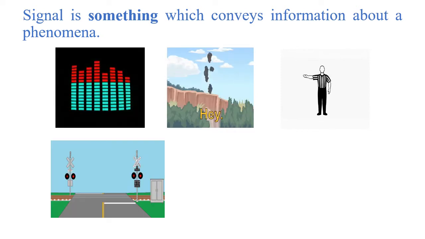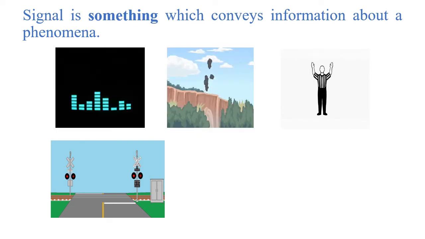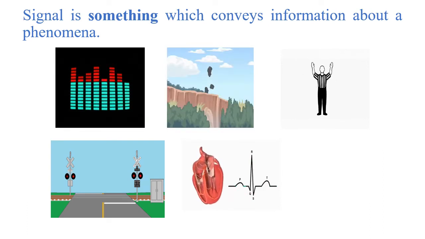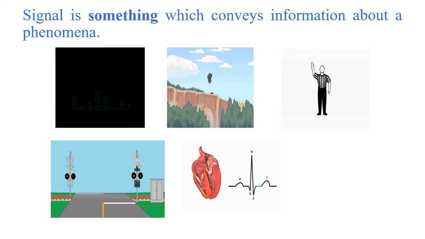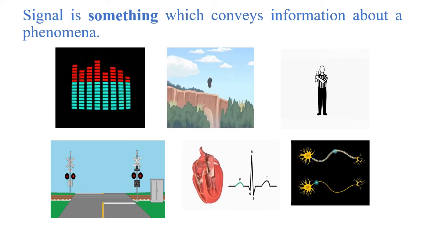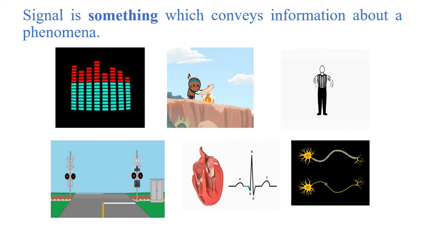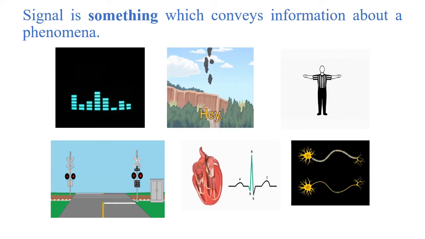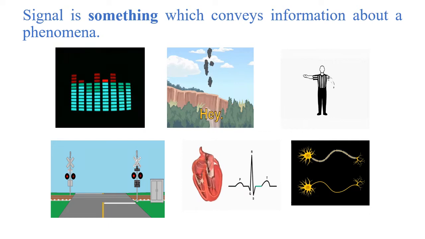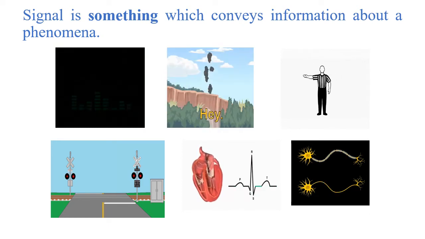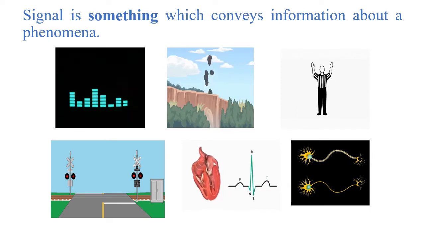Here you can see a railway track where a red signal indicates that we have to stop until the train has crossed. Another signal is an ECG signal, which tells us the activity of a heart. And finally, here are neurons communicating with each other by transmitting electrical pulses. In our everyday life, we come across many types of signals. A signal is nothing but an image, an audio, a video, an object, or it can be gestures.